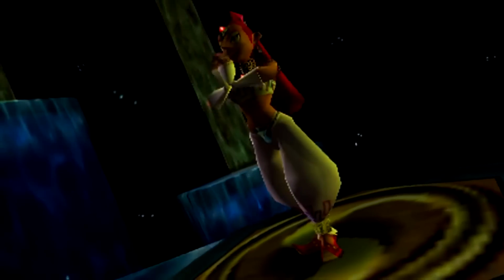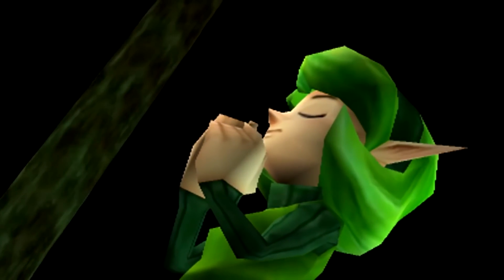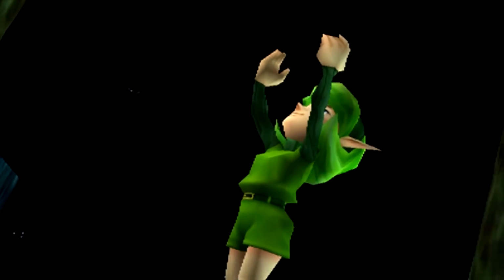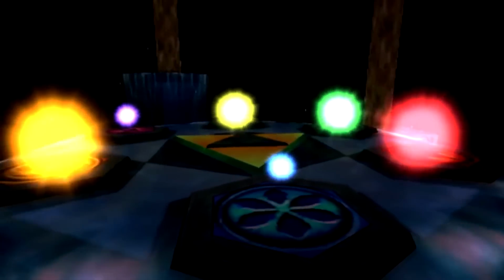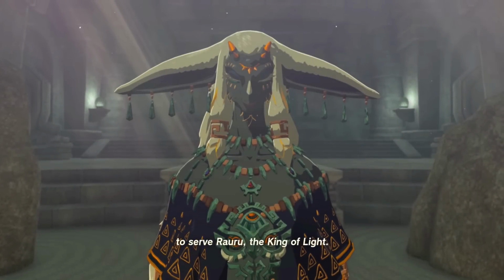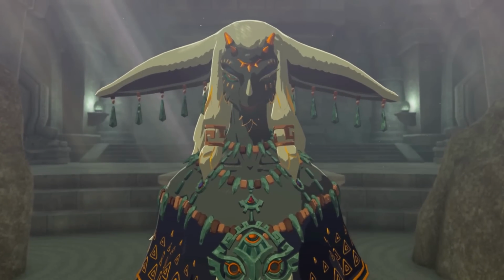The sages of a new generation having to awaken to the sage's call emanating from a source within the temples tied to their element goes directly in line to what happens in Ocarina of Time. Rauru existing as a separate sage of light.